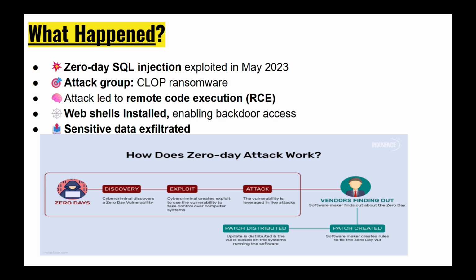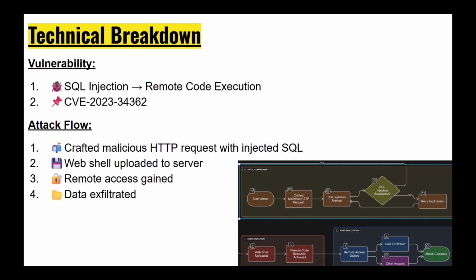The attack group behind the breach was CLOP, a known ransomware organization. They used the vulnerability to gain remote code execution, install web shells, and exfiltrate data from affected organizations, all without initial detection. Let's take a closer look at how the attack worked, based on CVE-2023-34362. It started with a specially crafted HTTP request that injected SQL into the back-end.